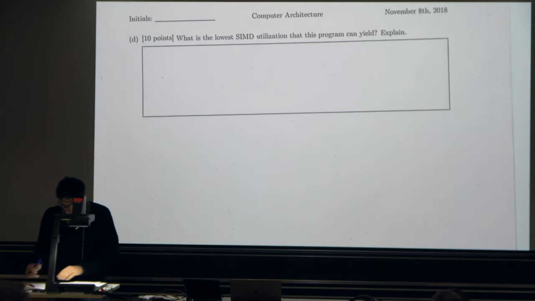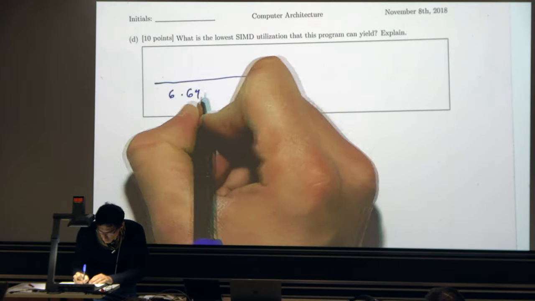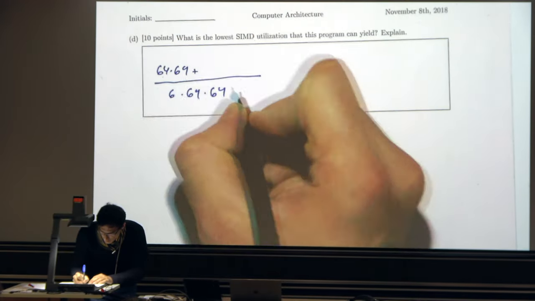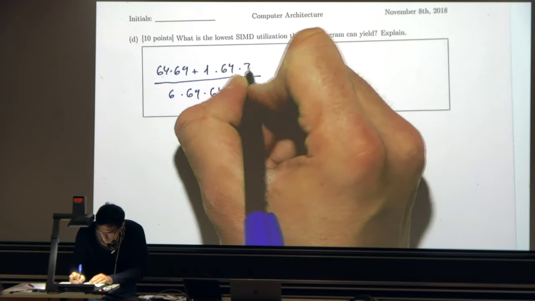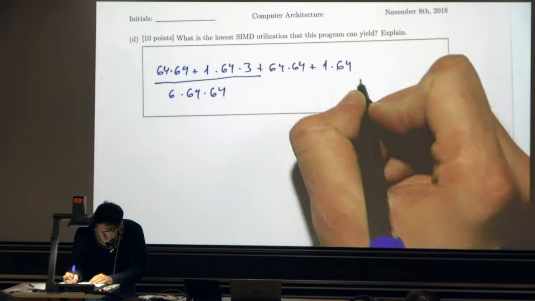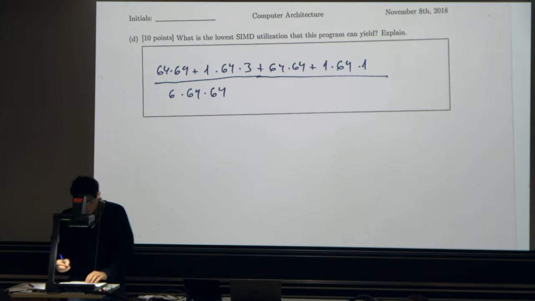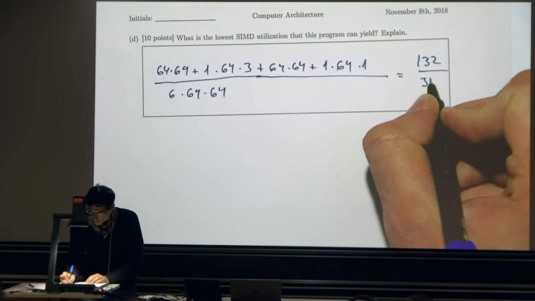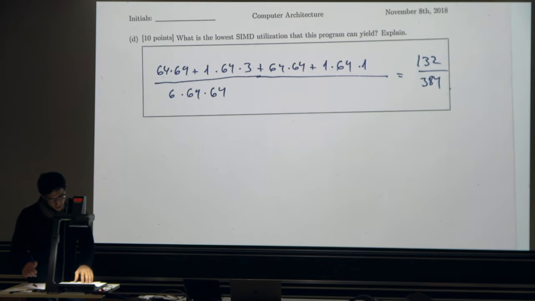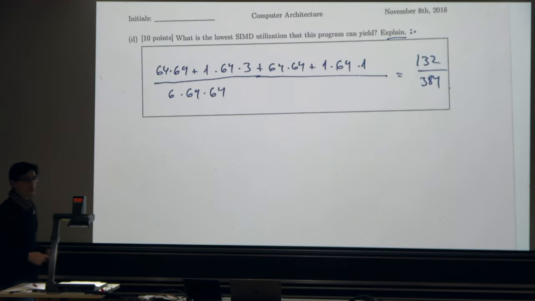And here you could calculate something like, so the way to calculate the actual number would be 6 times 64 times 64. And here 1 times 64 times 3, which is the number of instructions in the first if, and then 64 times 64 plus 1 times 64 times 1, which is the number of instructions in the second if, right? And the value that you will find here is 132 divided by 384, right? You also need to explain, but you know the explanation, right? One thread is greater, one thread is lower, and the rest are equal. But do not forget to explain what you're doing and why you are reaching a particular result.